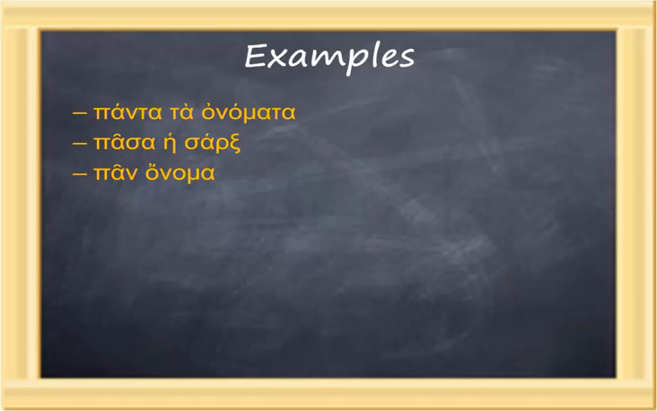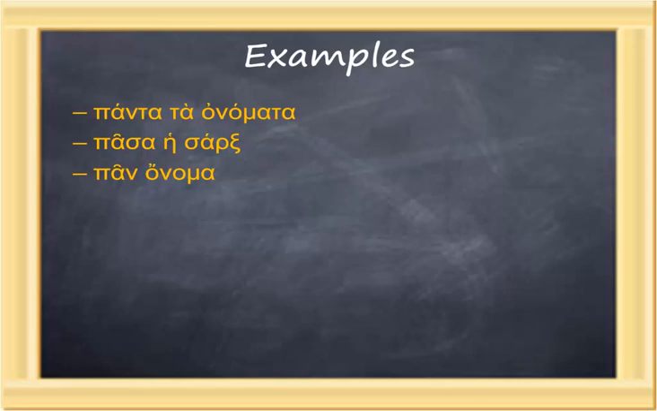The second example, pasa he sarx. Well, sarx is feminine. If you don't remember that, the article tells you that, and thus for the adjective to agree, it must be of that particular form of pas, the first declension feminine. The translation for the second example is all flesh. The third example, pan onoma, every name.